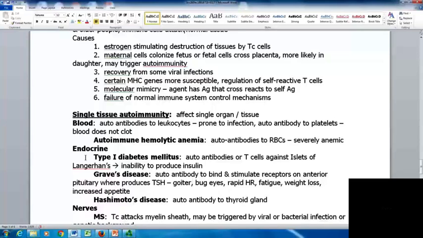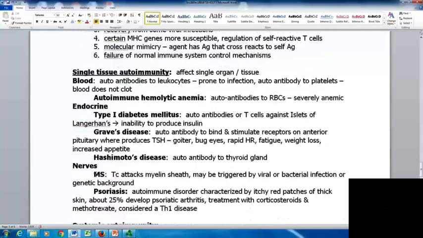Individuals become severely anemic. In the endocrine system, type 1 diabetes mellitus, here you have autoantibodies or T cells against the islets of Langerhans, which leads to an inability to produce insulin.